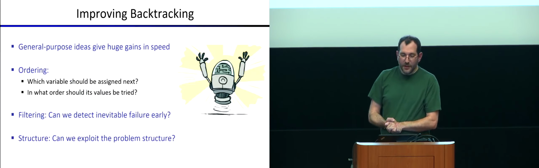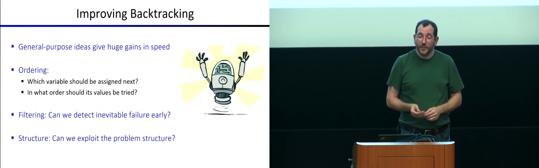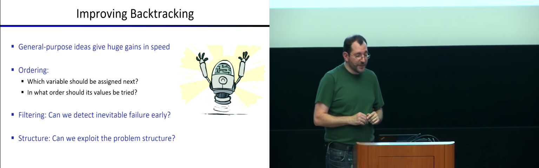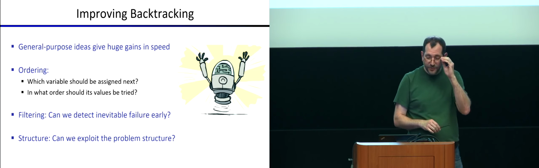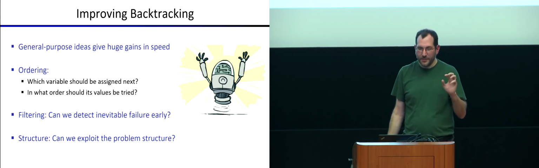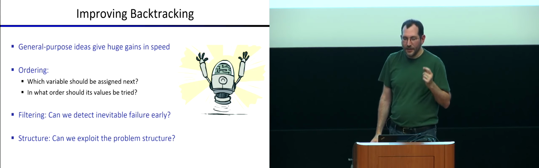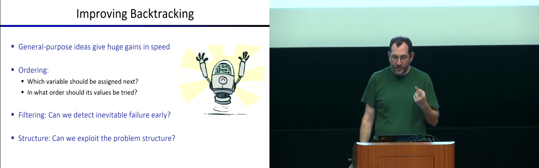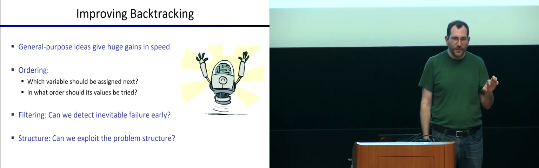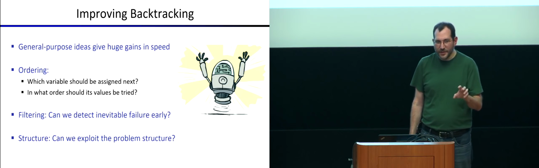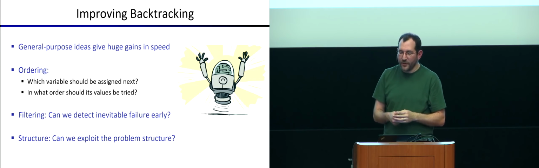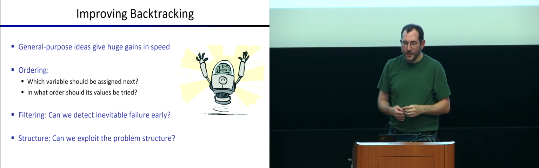All right. One nice thing about CSPs is often there are general purpose ideas that aren't like A star heuristics that are custom to your search problem. They're general purpose, and they often give huge gains in speed across a wide range of problems. There's basically three classes of ideas, and we'll have time to do one to two of them today. The first one is ordering. Which variable should I actually work on next? And what order should I try the values? Maybe there's some variables that are better to work on now. Maybe there's some values that are more likely to work out. So that ordering of how you structure the choice of variable and value exploration is a big deal.